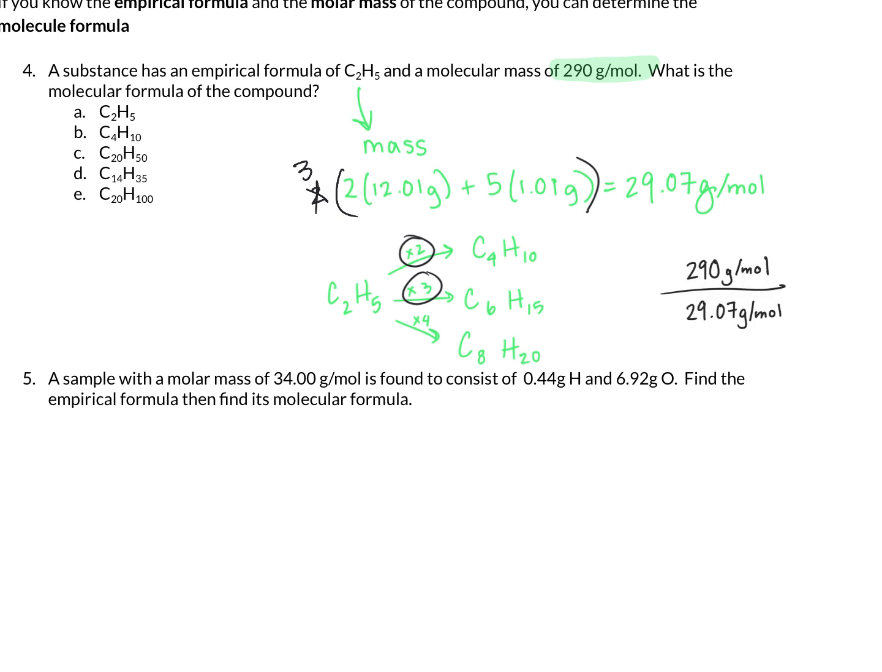You can just do division and figure out how many times the empirical formula fits into the molecular formula. In this case, it's 10, and it's always going to be a nice, easy whole number, in which case we know this number has to be 10. It has to be 10 times the empirical formula, so that's going to give you C20H50, which is this one.